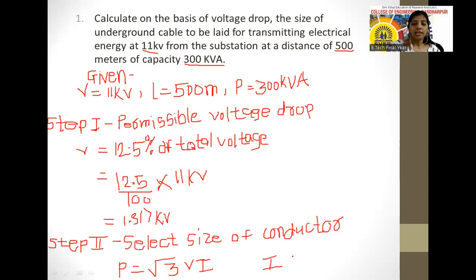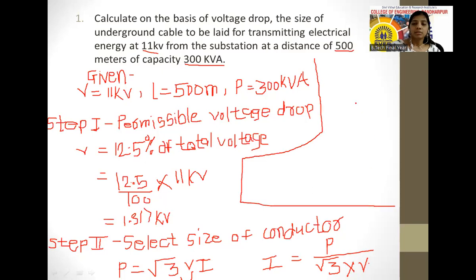So I is equal to, these two quantities will go to the denominator of the P. So P divided by root 3 into V. This V is nothing but the total voltage. Shall I write here? I will write here only. I is equal to, how much is the P? Power.